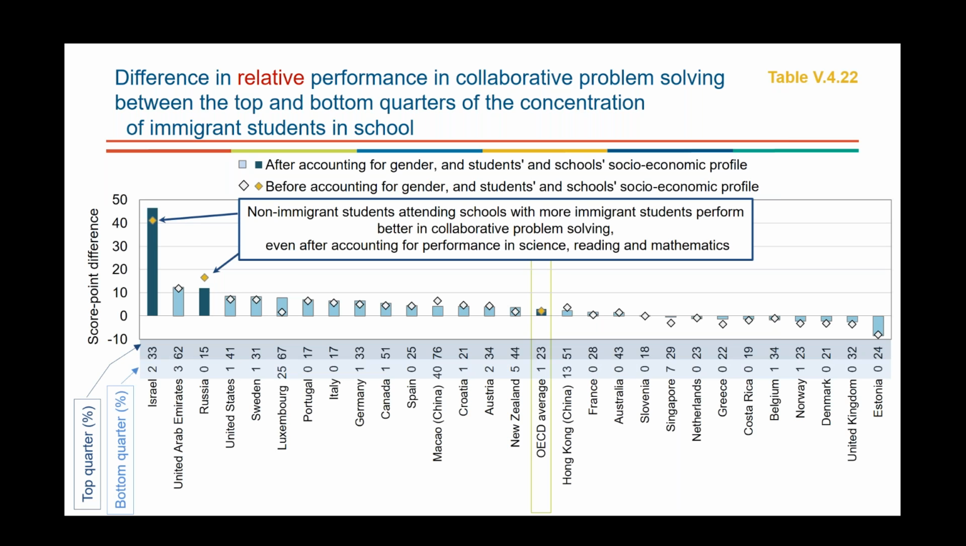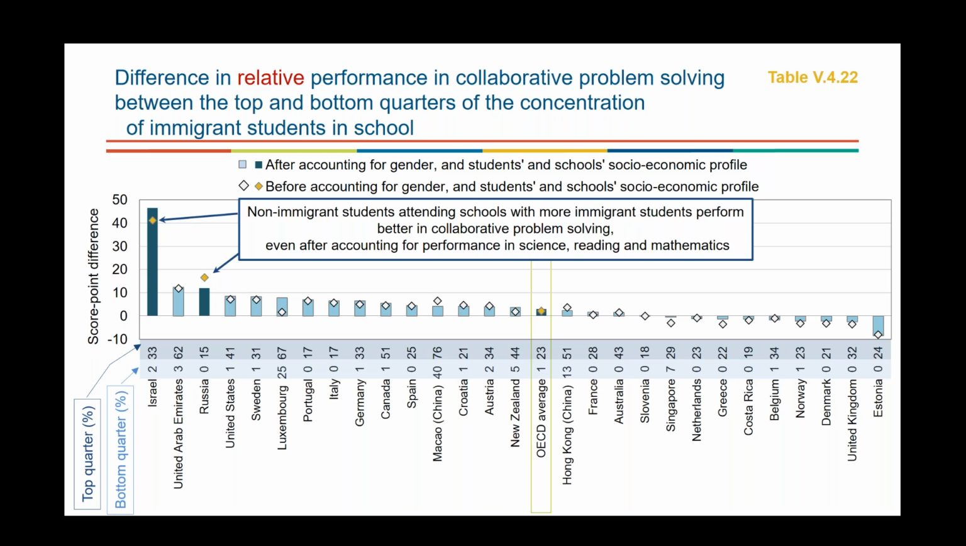collaborative problem solving. You can see here, for example, the performance differences between the top and bottom quarters of the concentration of immigrant students in school, sort of what's the relative share of immigrant students. And you can see in some countries, there's a big advantage actually of schools that are more heterogeneous. And even on average across OECD countries, there's a small but significant benefit of diversity in terms of fostering the relative advantage that students have in social skills.